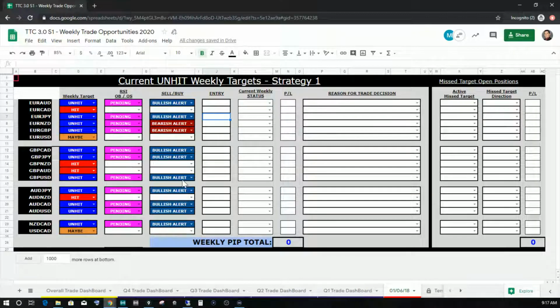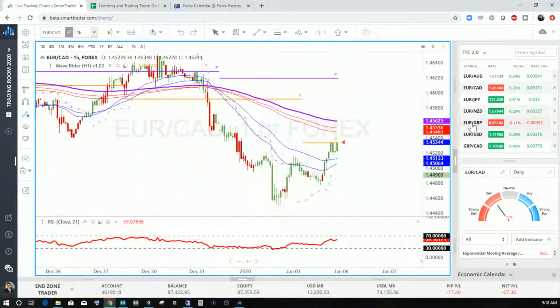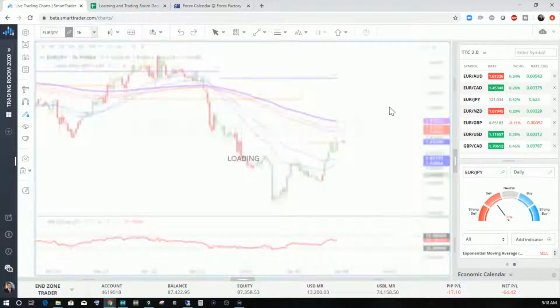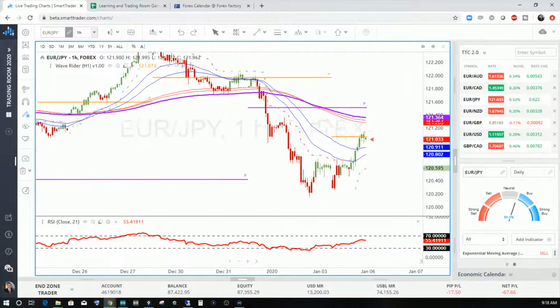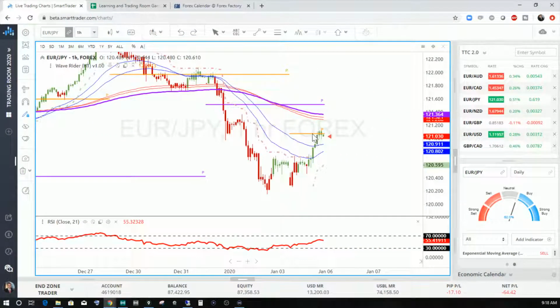Let's go to the Euro JPY. Now all you got to do is look for these orange lines. The orange lines are my pivot points. This is what I'm chasing after. And even the Euro JPY has gone ahead and hit that target as well. So we're probably not going to be doing any trading on the Euro JPY this week.